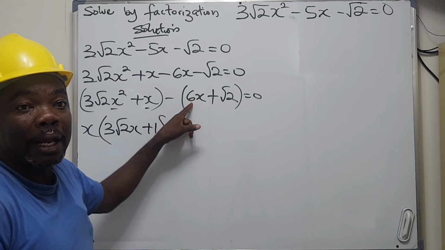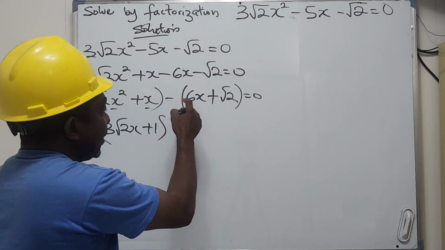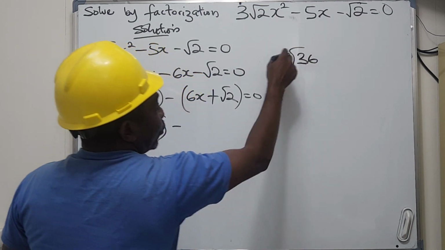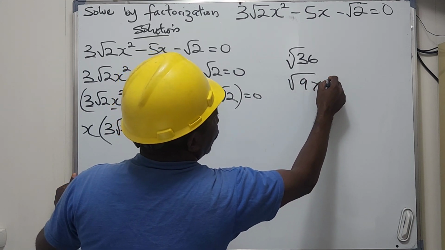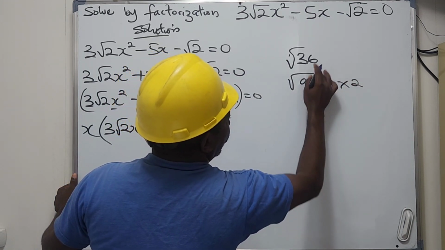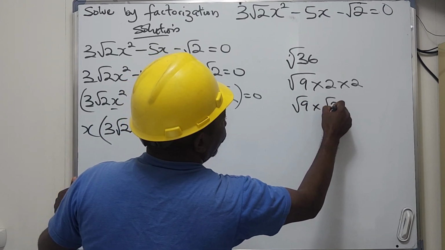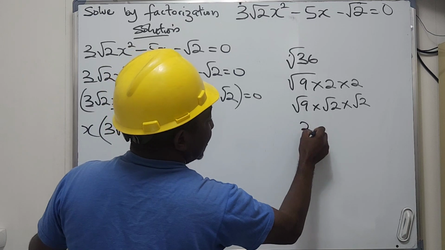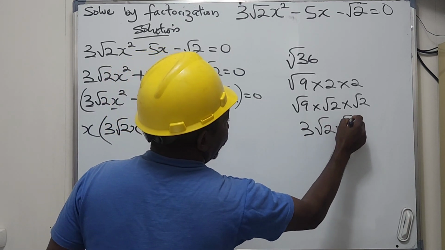We are going to look at factors of 6, whereby we use to factorize this. 6 can be written as root 36. So root 36 is the same thing as root 9 times 2 times 2. So we have root 9 times root 2 times root 2. Here root 9 is the same thing as 3. So we have 3 root 2 times root 2.